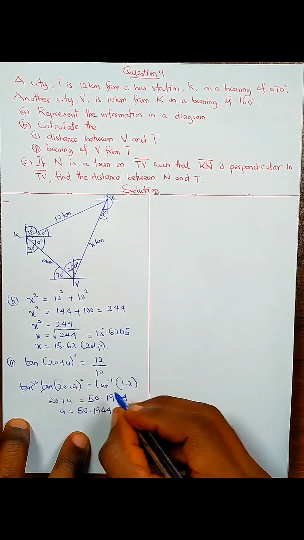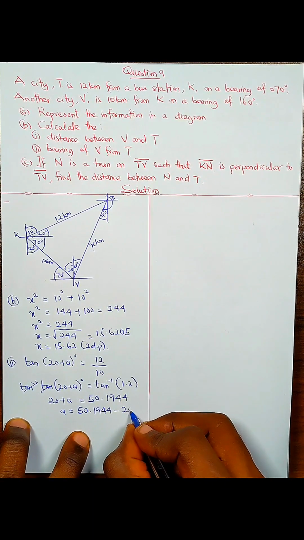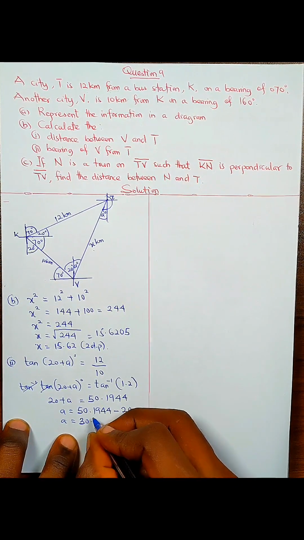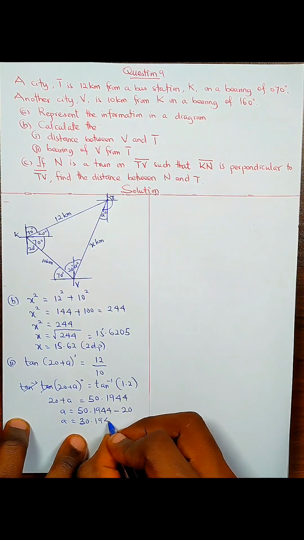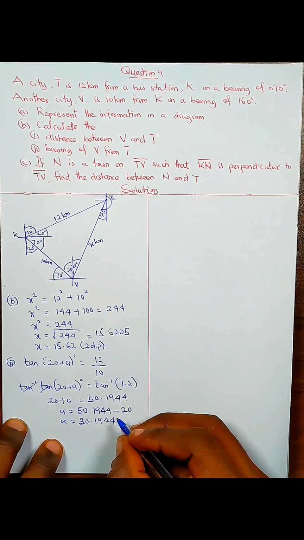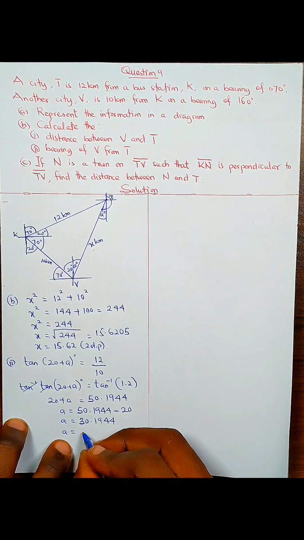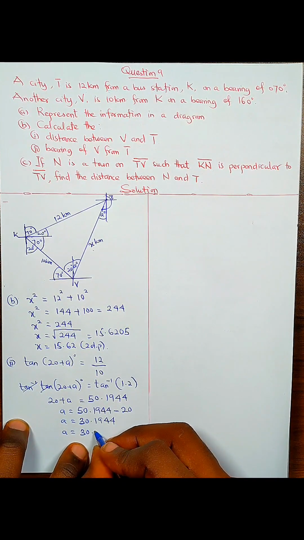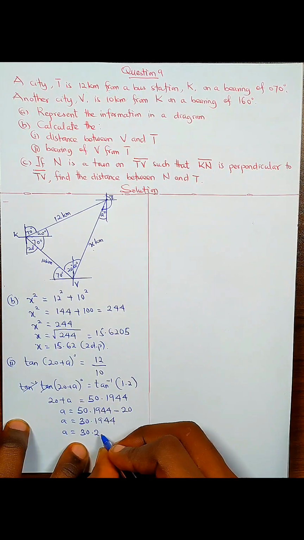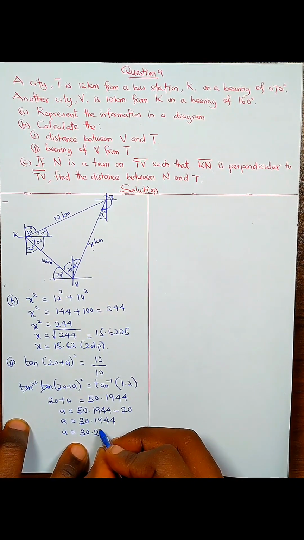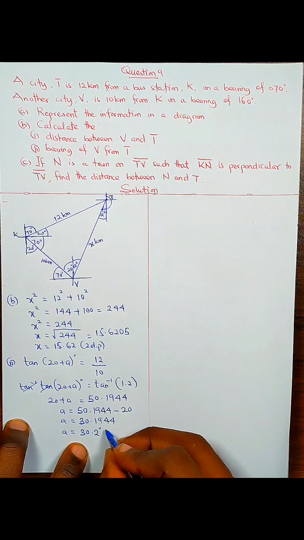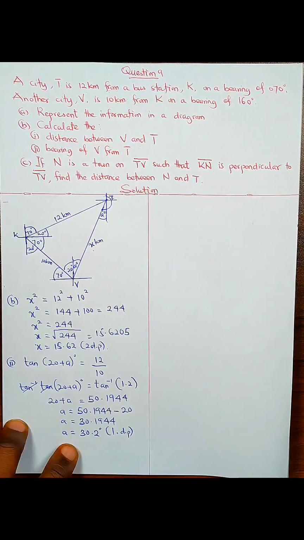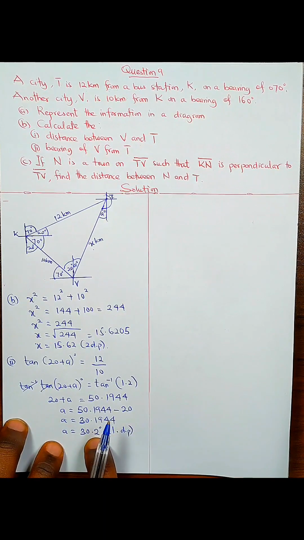Then this 20 goes to the right, so it becomes negated. So we have A is equal to 30.1944. So I'll say A is equal to 30 point. I'll just take it to 1 decimal place since we are dealing in angles. So 30.2 to 1 decimal place. Okay. So that is the value of our A.